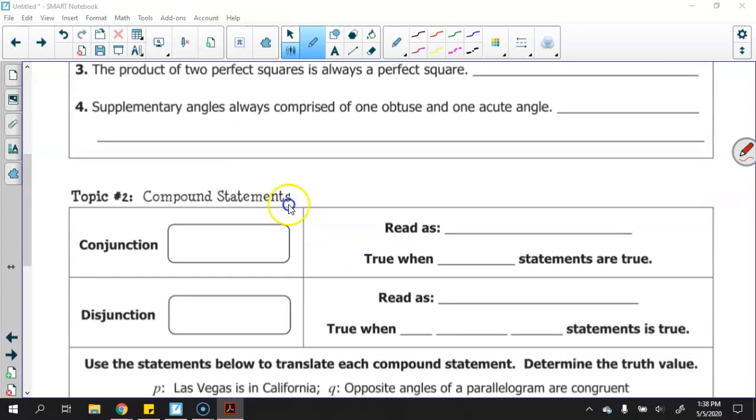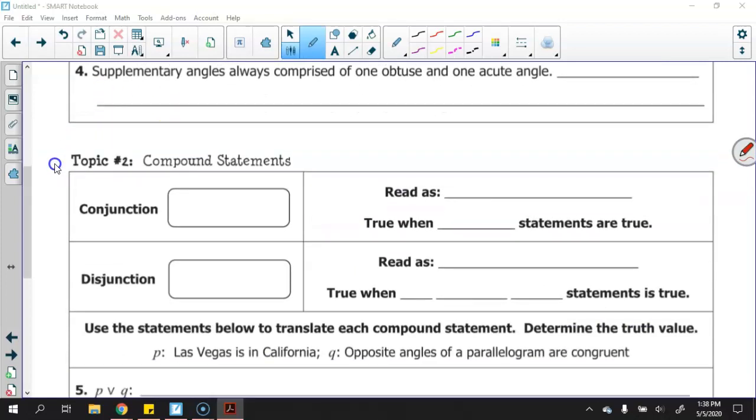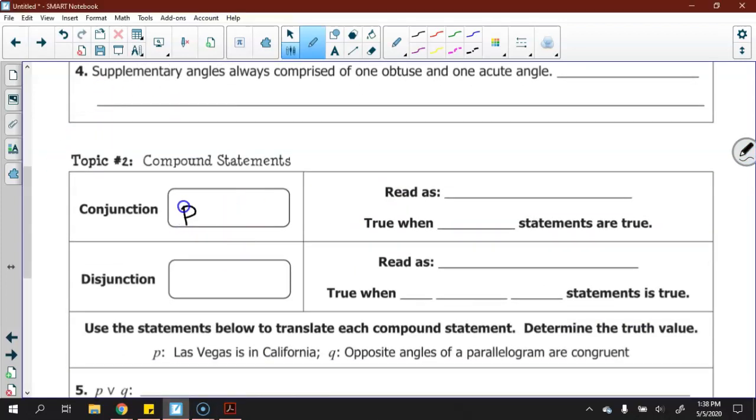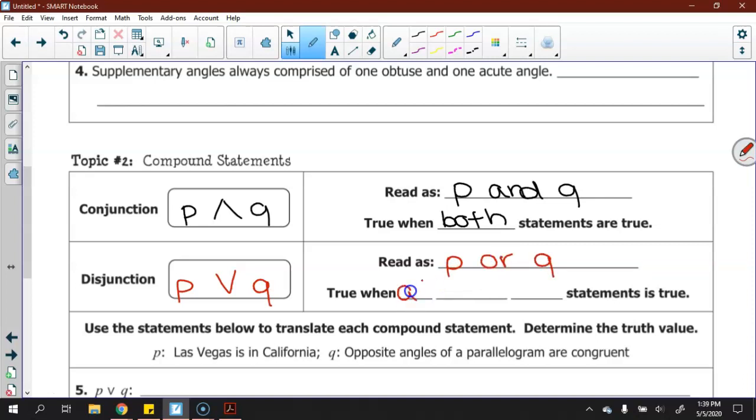So let's scroll down to compound statements because I guarantee this is the stuff that's really going to mess your day up. All right, conjunction is written like this, and it is read as P and Q. All right, and it's only true when both of the statements are true. This one is P or Q, and it's true when at least one.